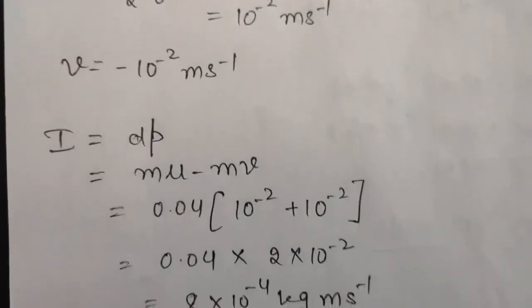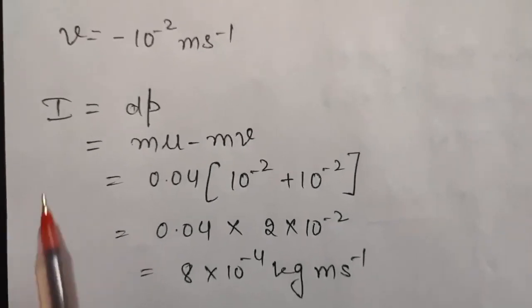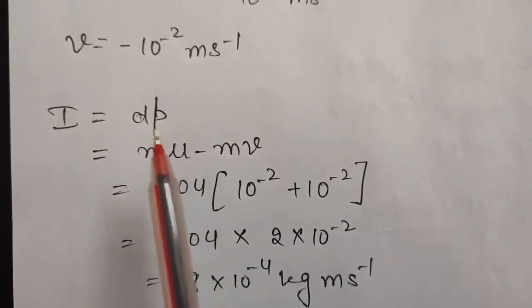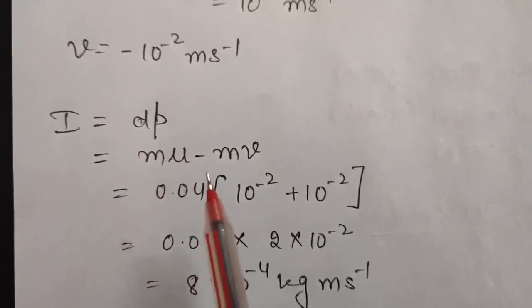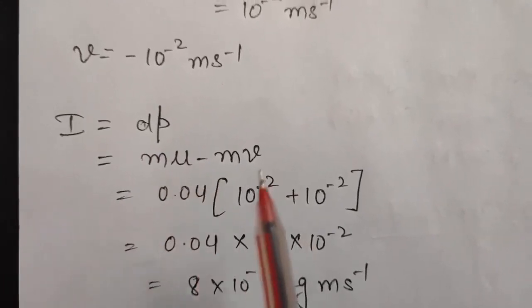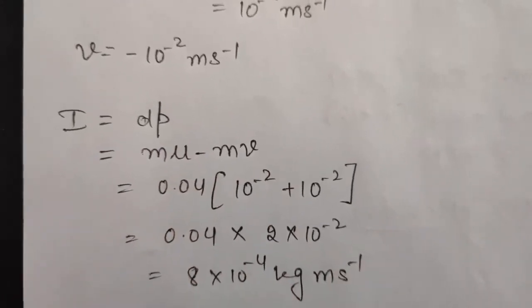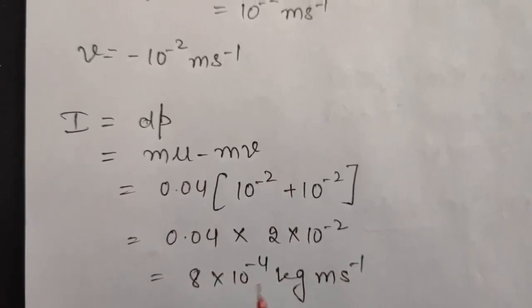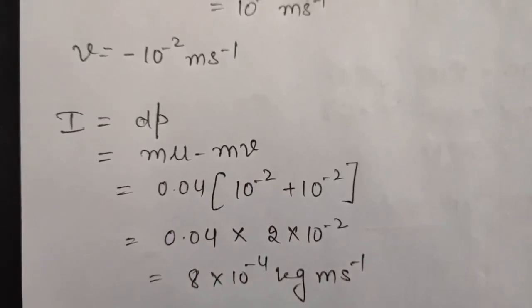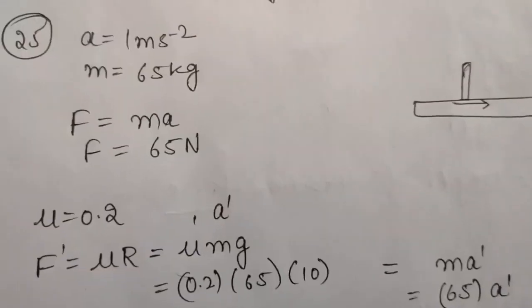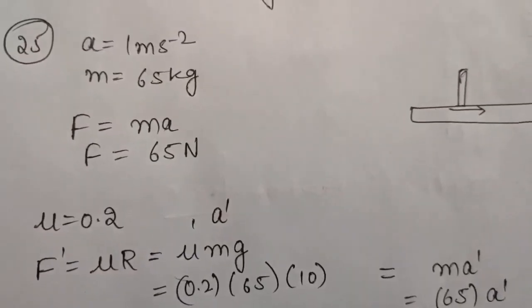Okay, so now you have to calculate the magnitude of that change in momentum. And as you know, impulse is nothing but change in momentum. So that is mu minus mv. Now we have all these three values. So just put the values and you'll get the impulse to be 8 into 10 to the power minus 4 kilogram meter per second. Okay, so the next question is question number 25.